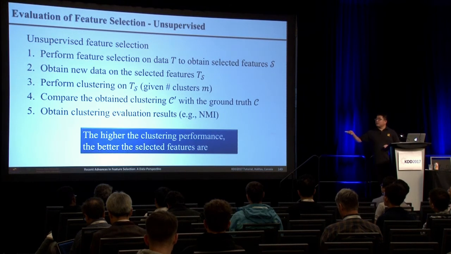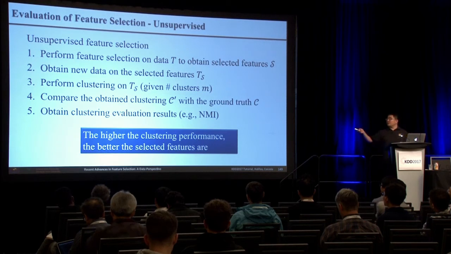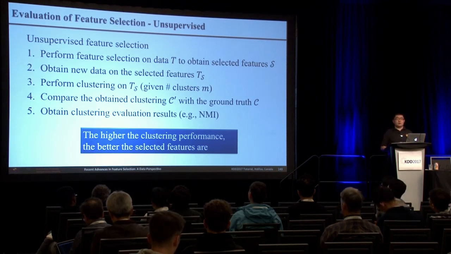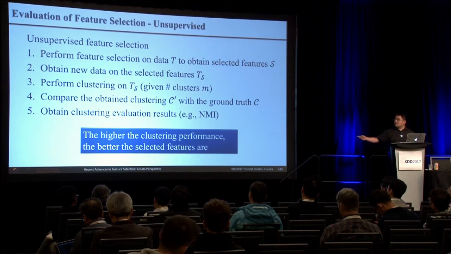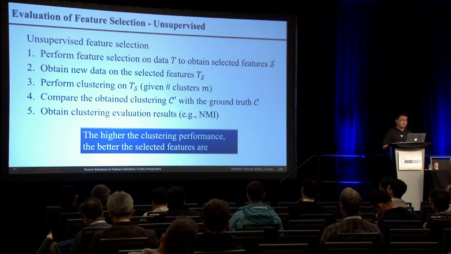After that, we can compare the obtained clustering results C prime with the ground truth label C. It should be noted that in this case, the label information is only used in the evaluation phase, and it is not used in the selection phase. In the last step, we can obtain some clustering results. Similar to the evaluation of the supervised methods, normally the higher the clustering performance, the better the selected features are.